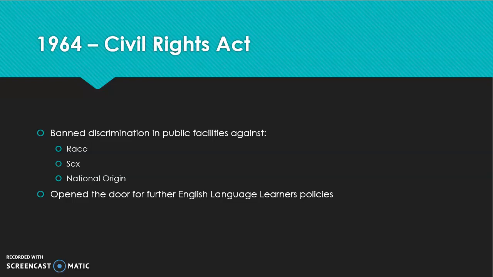Next, we have the Civil Rights Act of 1964, and it banned the discrimination against race, sex, and national origin in public facilities. You see, schools are public facilities, therefore schools could no longer discriminate based on race. This act opened the doors for further English language learning policies, and it was the basis for future change.